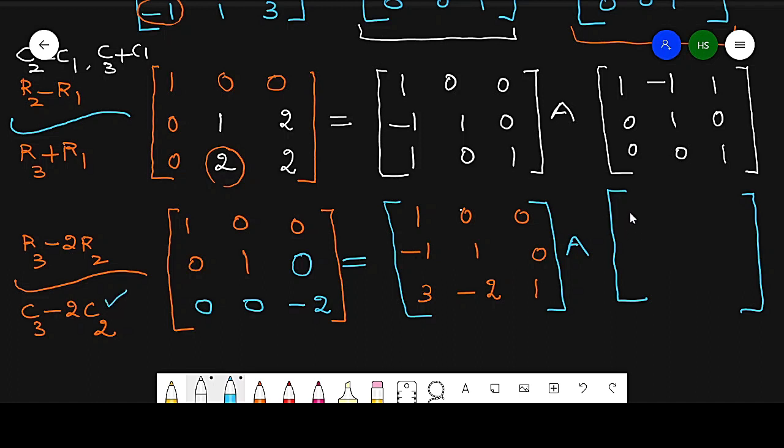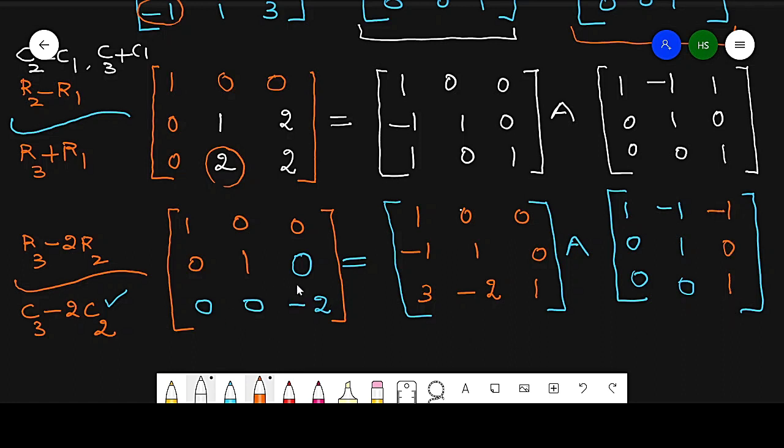So I write this as 0 by using this column operation. The first column is 1, 0, 0, the second column is the same, minus 1, 1 and 0. And what is the third column? It will change: C3 minus 2C2. When we multiply by minus 2 and add to this, it will become minus 1, 0 and 1. So there is no change at this place, only at this place. So I get these values.